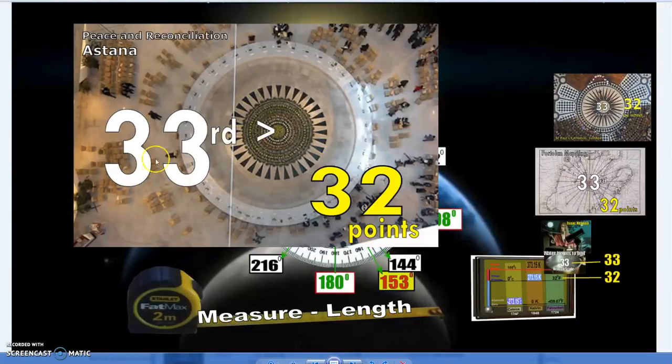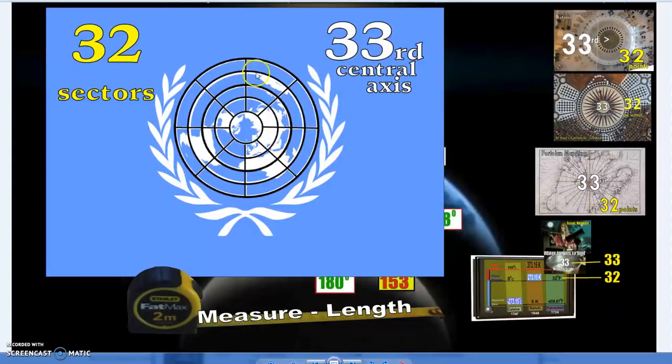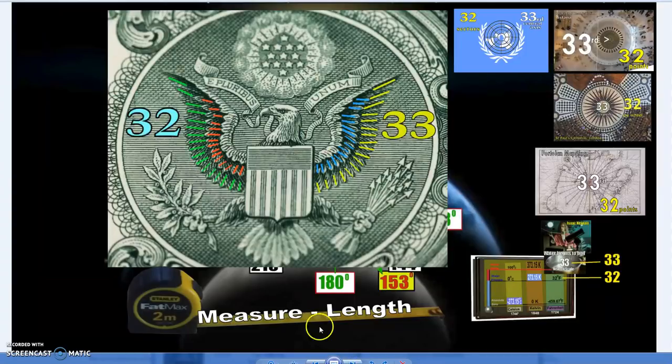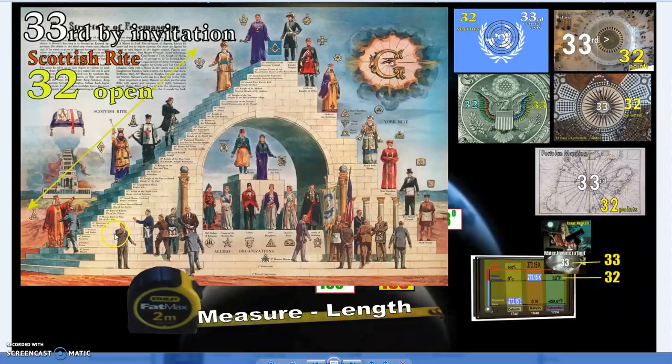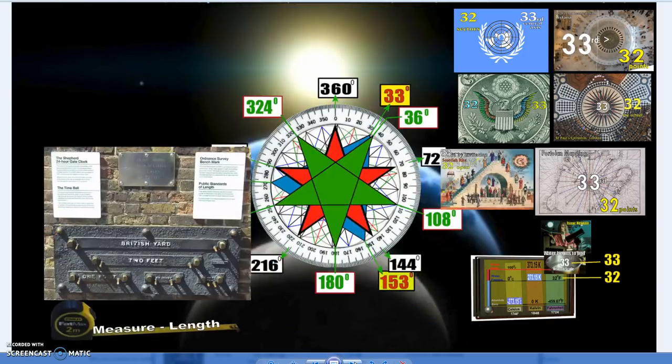So this is the center of diplomacy for the Eurasian region. But anyway, 32 around the 33rd core. The UN flag has the same thing, 32 sectors around the 33rd central point. The US dollar bill eagle has 32 feathers on one side, 33 on the other. Scottish Rite Masons have 33 levels, but 32 by initiation, the 33rd by invitation only. Again, the 33rd being the core.